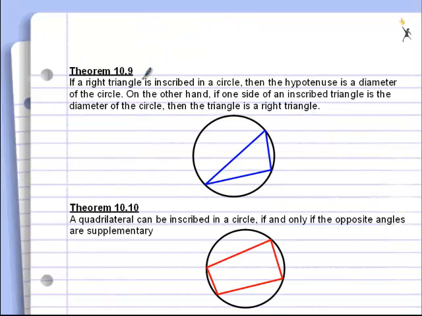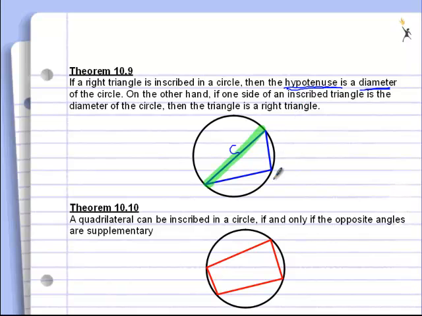The next thing we're going to talk about is Theorem 10.9, which says that if a right triangle is inscribed in a circle, then the hypotenuse is a diameter. I'm going to stop there and I'm going to draw a diameter, and then I'm going to put a C next to that, and that does not mean the center, that means my C as in my Pythagorean theorem. Okay? Then it's saying, on the other hand, if one side of an inscribed triangle is the diameter, then the triangle is a right triangle.